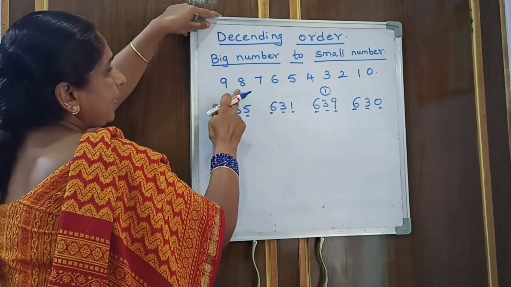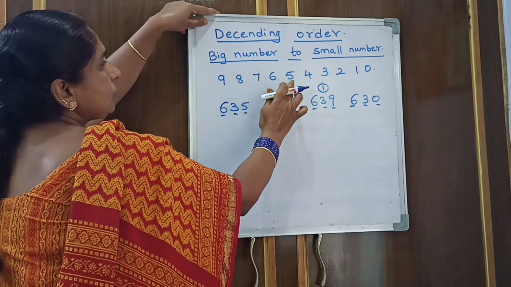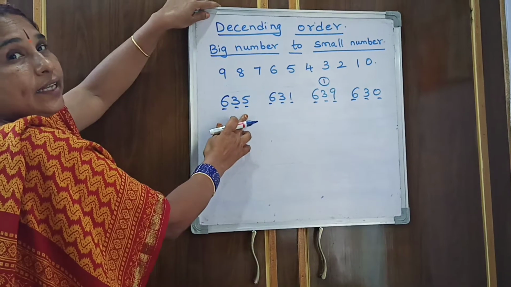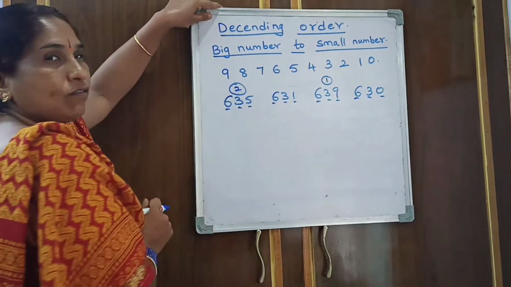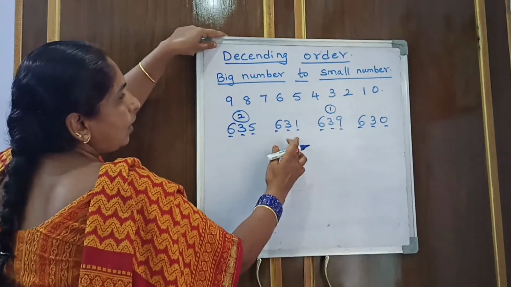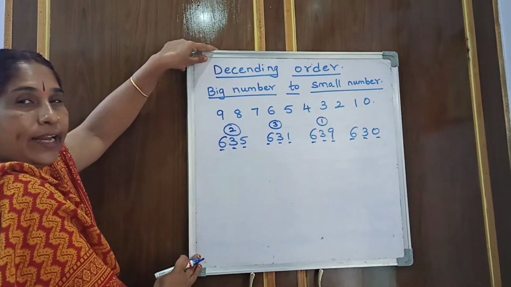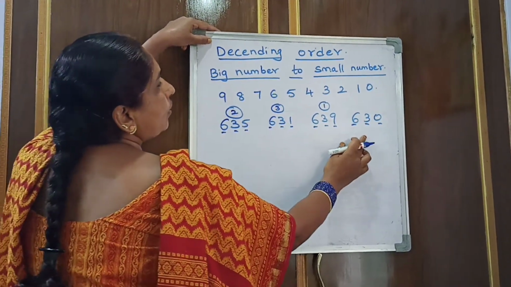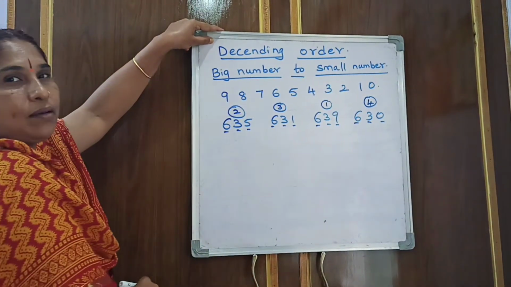See, 9 before 8. 8 is there? No. 8 before 7. 7 before 6. 6 before 5. So the next biggest number is 635. So keep 2 on 635. Then next biggest number, 1. Keep 3 on 631. And the last one is 0. So 630 is the fourth biggest number.